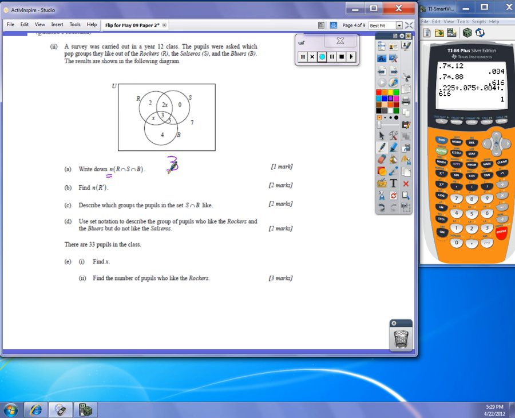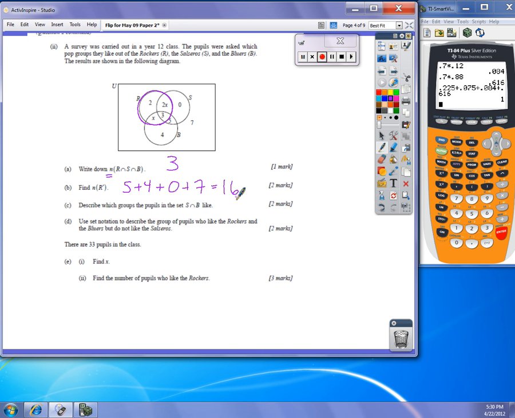There are 3 elements. And then find the number of things that are not in R. Well, how many do we have in R altogether? We have that many. How many are not in R? Well, we've got 5 plus 4 plus 0 plus 7. So that's going to give me 16. See, we didn't even need to worry about those x's for that part of the problem.